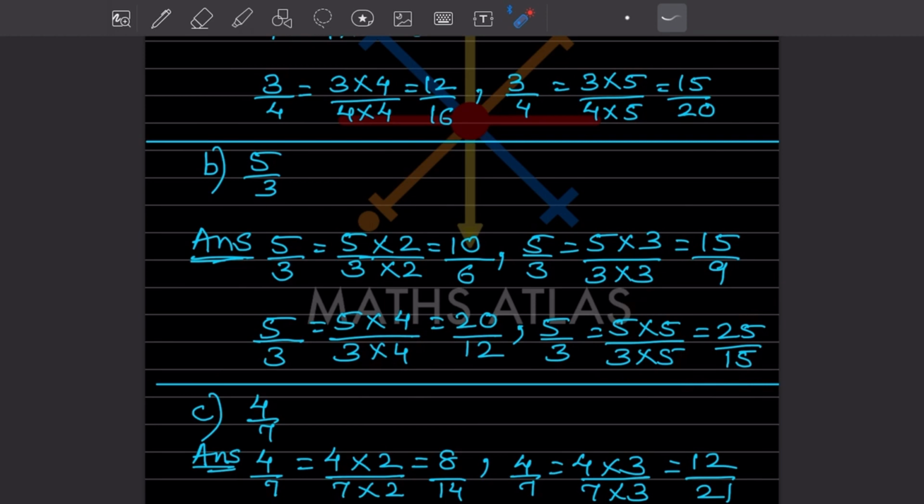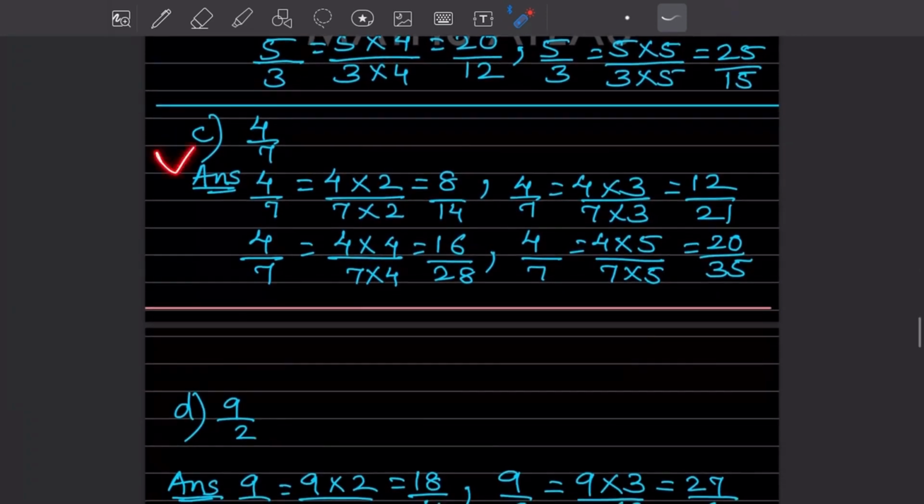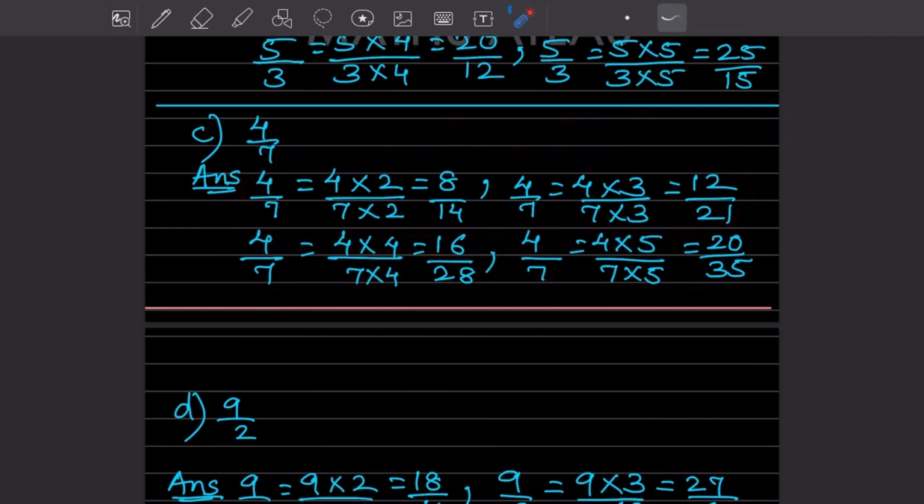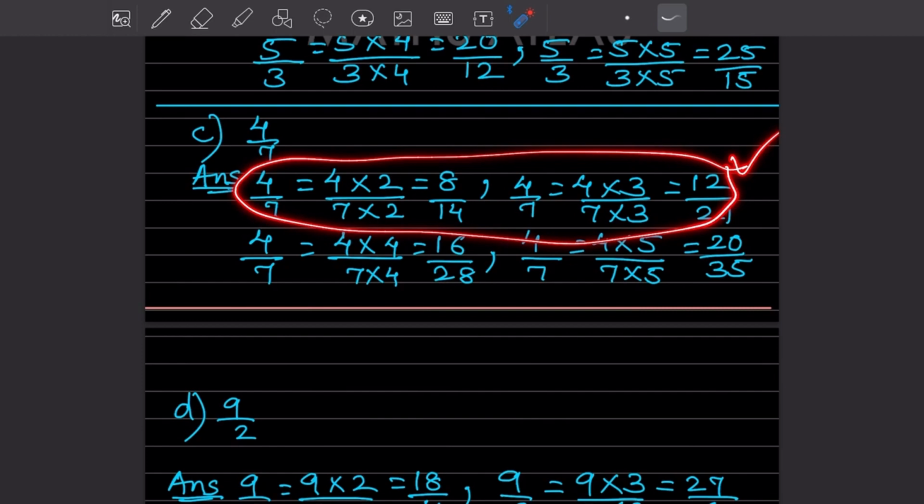So hope this is actually very easy. So I think you can do this problem and this one. Okay, and you have to multiply by 2, 3, 4 and 5 because we want 4 equivalent fractions. In some questions they might ask you to find only 2 equivalent fractions. So what we'll do, we'll just multiply by 2 and 3 and done. You don't have to do this by any other numbers. Okay, so you can just stop at this level.